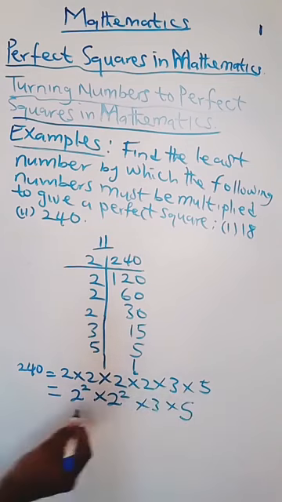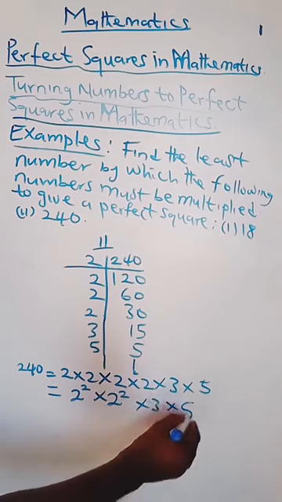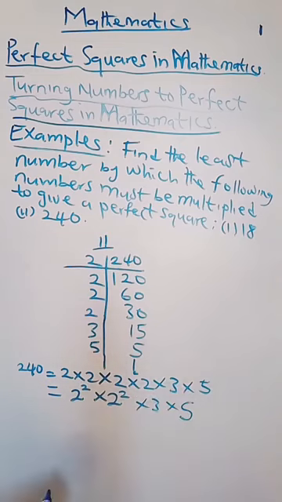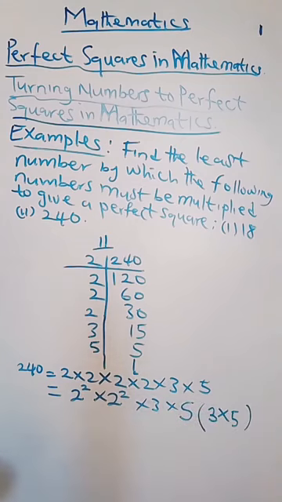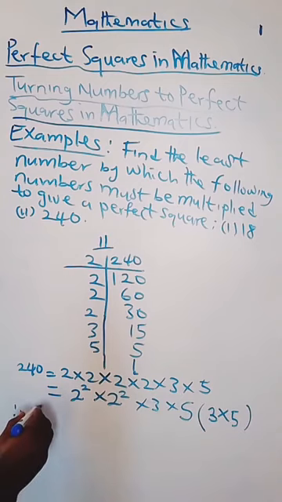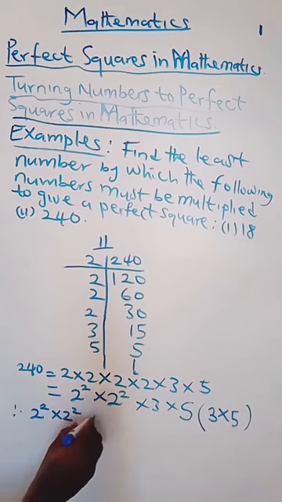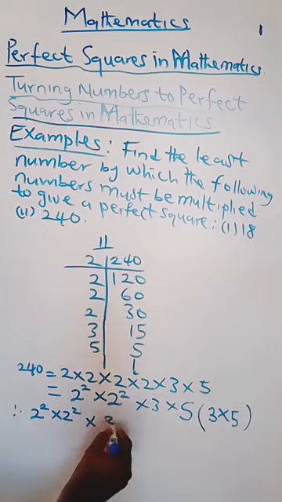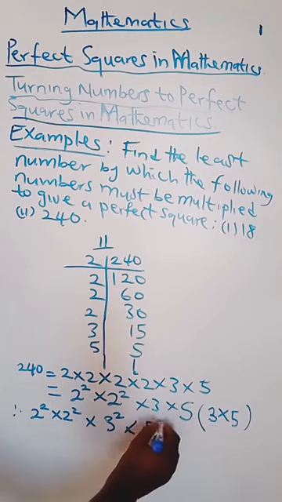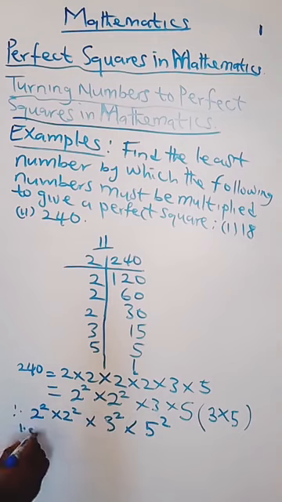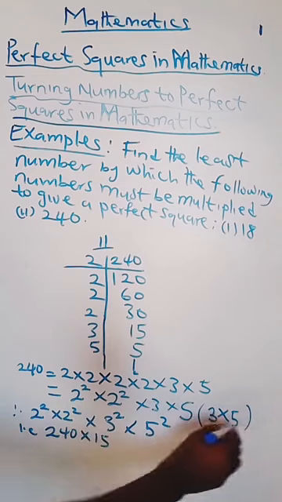Now, what do we have to do to make it a perfect square? We have to multiply by 3 so that this one will be square. We have to multiply by 5 so that this one will be square. So multiplying by 3 times 5 will give us a perfect square. Let's do it. So therefore, we now have 2 squared times 2 squared times 3 squared times 5 squared. So that is multiplying 240 by 15, because 5 times 3 is 15. It's going to give us a perfect square.